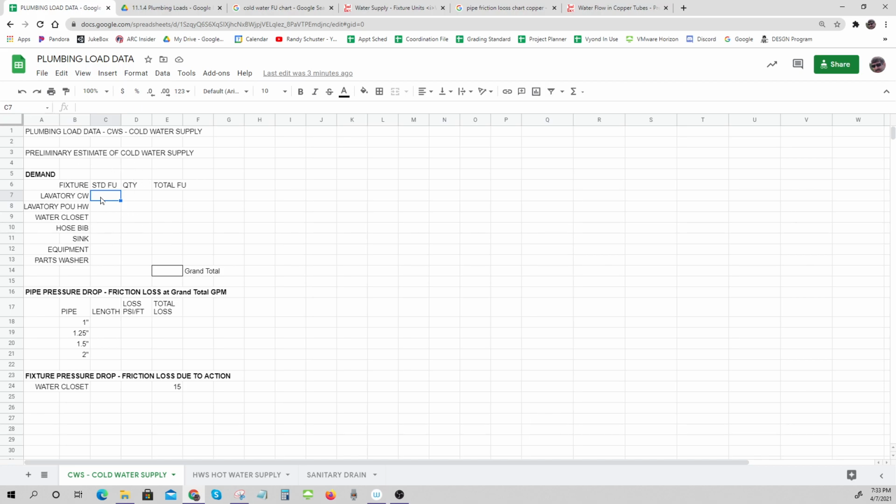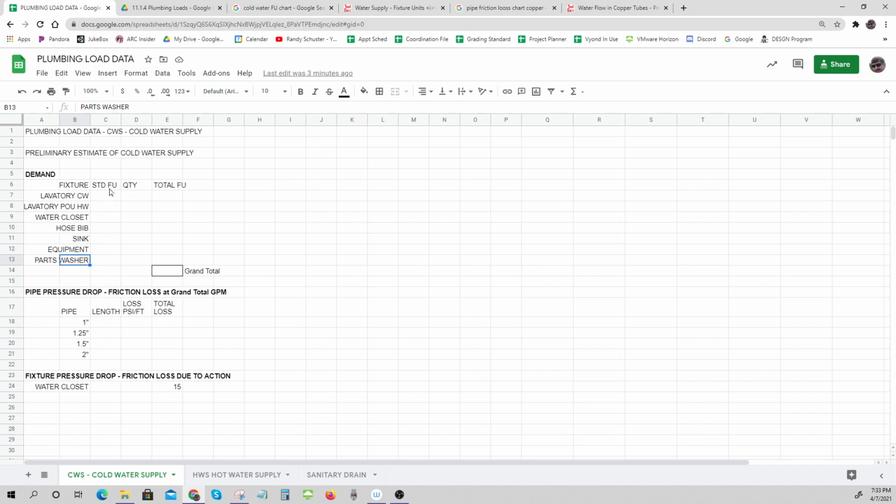So whatever we put in for the cold water, we're going to add in for the hot water because it's really cold water. Water closet is a toilet. A hose bib is where you hook in a hose and turn it on and get water out. A sink is more like where you would clean a mop or fill a bucket or something like that. You have some equipment that you use and you've got your parts washer.